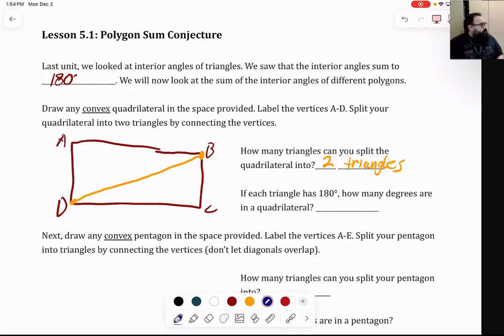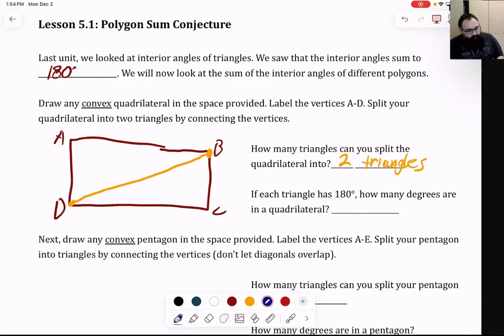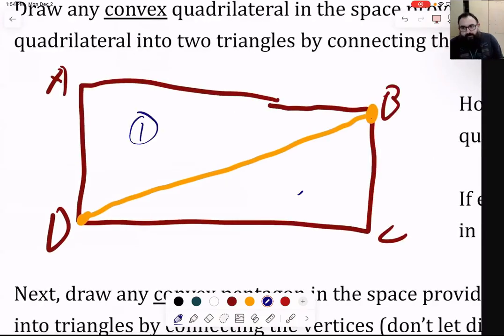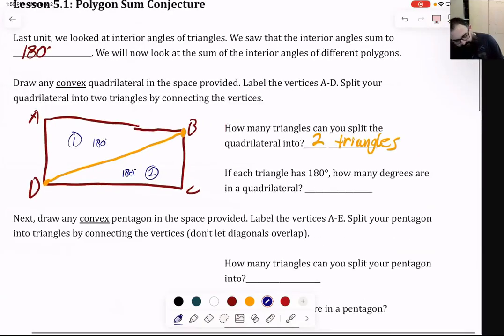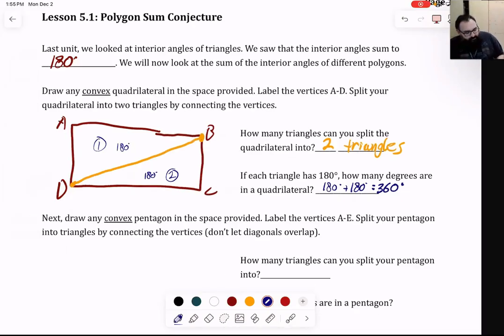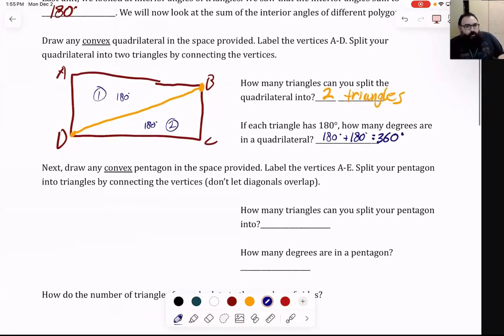So this is where the magic happens. That's a triangle. That's a triangle. Each one of these are 180 degrees. So how many total degrees do you think are in this quadrilateral? Because it's 180 plus 180 for a total of 360 degrees. Yeah, that's pretty good.